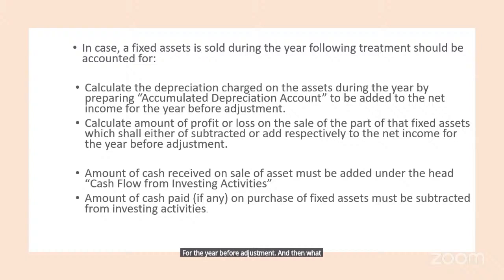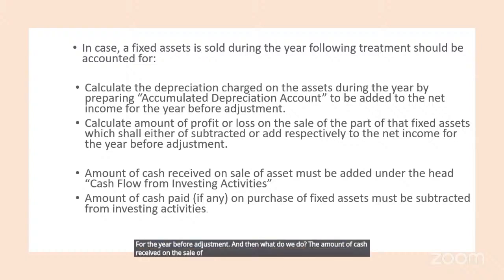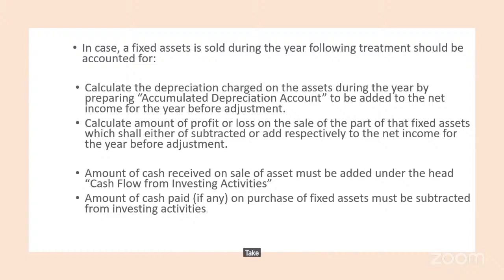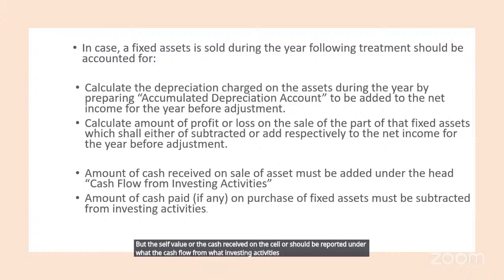The amount of cash received on the sale of asset must be added under the head cash flow from investing activities. Take note, the profit or loss is only recorded under the operating activities, but the sale value or the cash received on the sale should be reported under the cash flow from investing activities. Amount of cash paid, if any, on purchase of fixed asset must be subtracted from investing activities. Now, I hope it's clear.